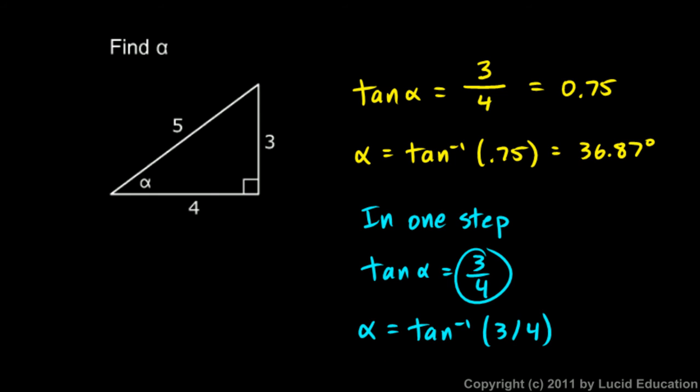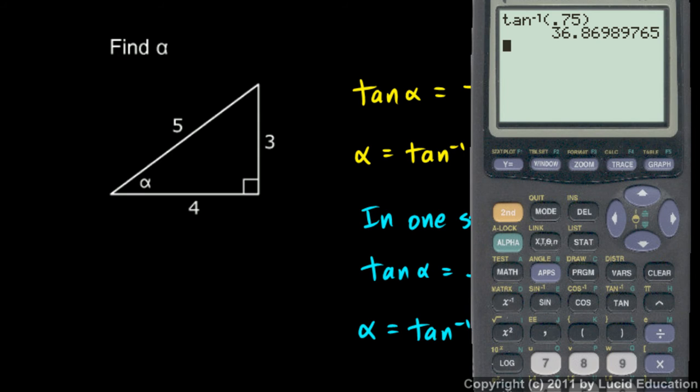Instead of dividing this first and getting 0.75 and putting 0.75 in there, I'll go ahead and put the ratio in there. The tangent is 3/4, and I can put 3/4 right into the calculator like that. So watch this. The inverse tangent of 3/4. And it should give me the same number. There you go, 36.87.